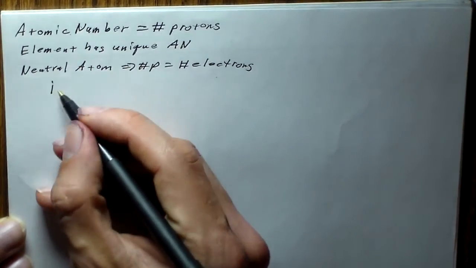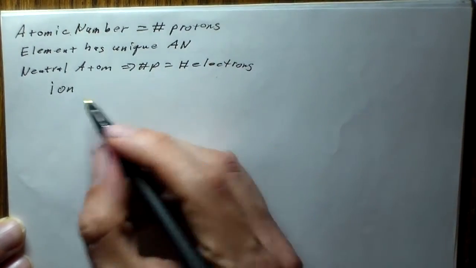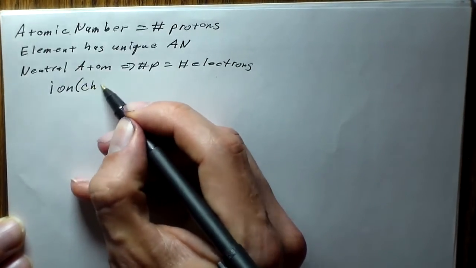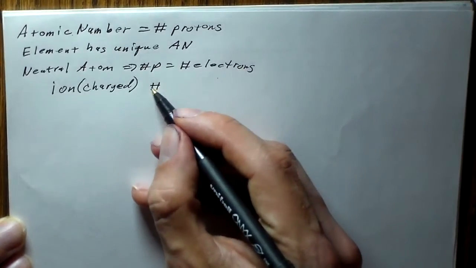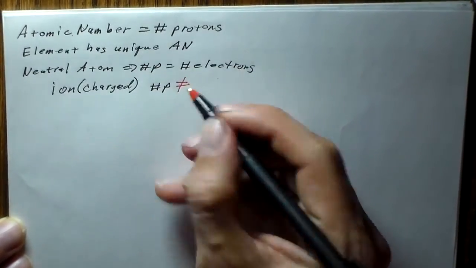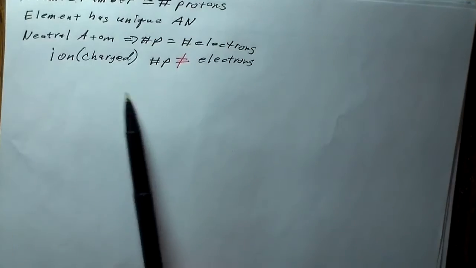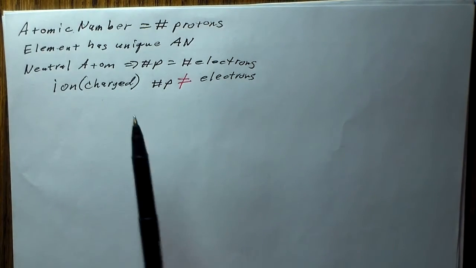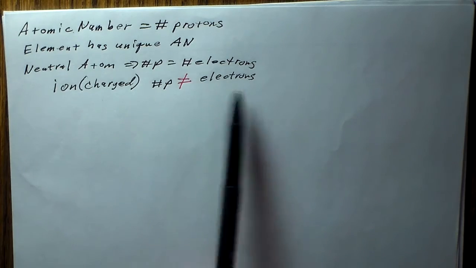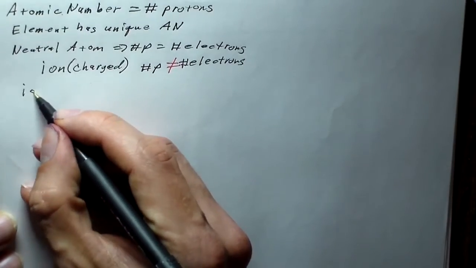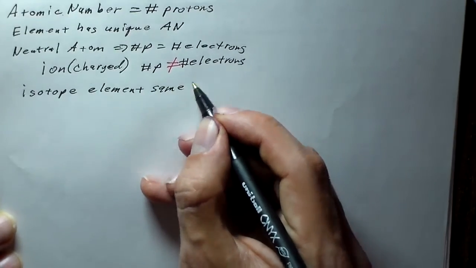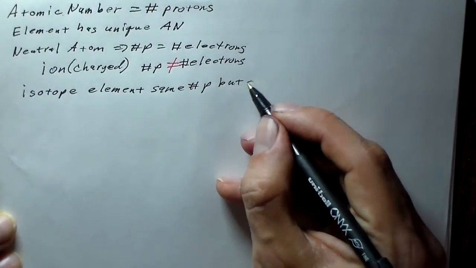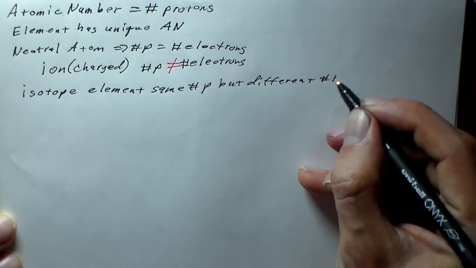All right, now an ion, and we're going to be talking more about these later on. An ion is going to be a charged particle. And since we're now dealing with something that's charged, the number of protons is not equal to the number of electrons. Ions here have different numbers of electrons to protons. And down here, an isotope. Okay, so this is an element with the same number of protons, but a different number of neutrons.